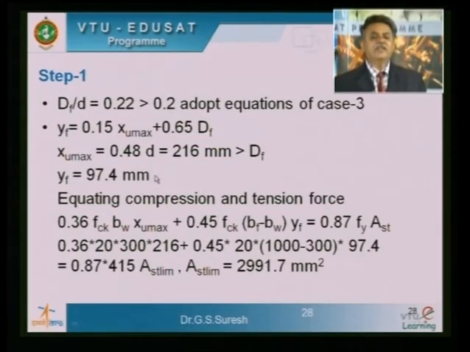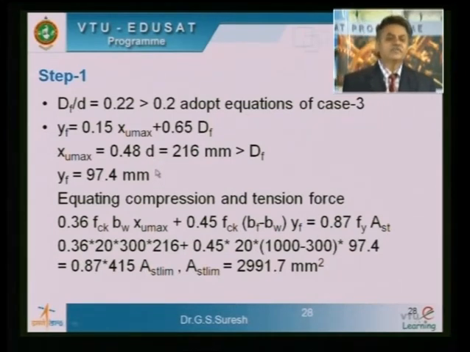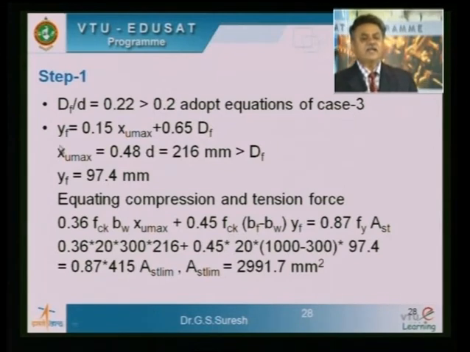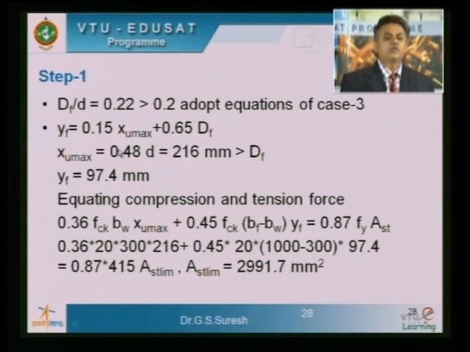So, first I calculate whether the rectangular portion of the stress block is within a flange or not. So, here it shows the depth of the flange is 100, effective depth is 450, gives you 0.22, which is greater than 0.2, hence I have to use case 3. For that I have to calculate YF equal to 0.15 XU max plus 0.65 DF.